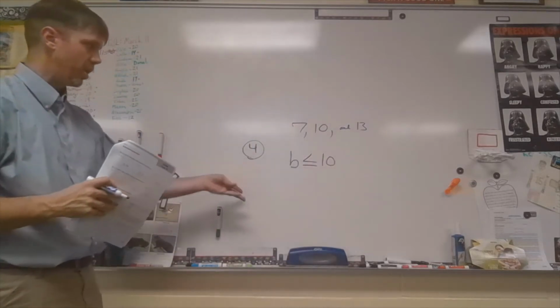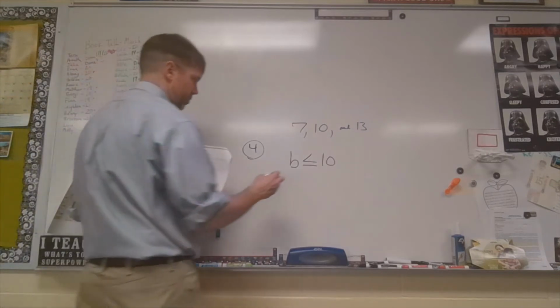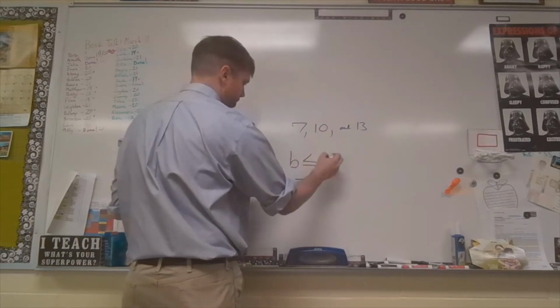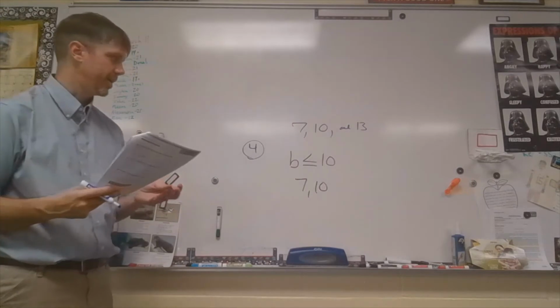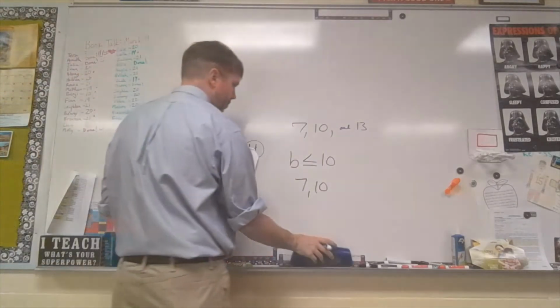Okay, so we just want to know what things could be possibly equal. Well, on the line, you could just write it's 7, right? 7 is less than 10. Or it could be 10, because 10 is equal to 10, and this is less than or equal to 10. Okay, so that works.